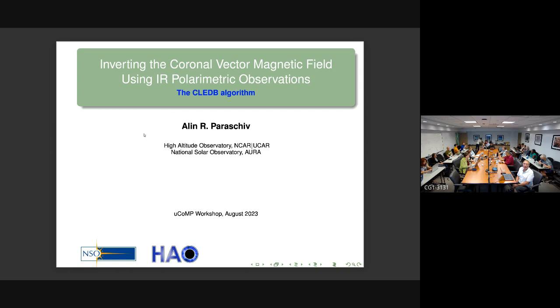What I'm doing is trying to devise a method that can be a community tool in order to actually convert the spectropolarimetric observations into actual magnetic field measurements. And we'll see how well that went.